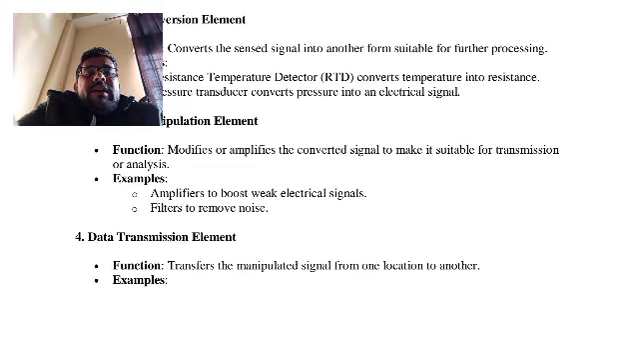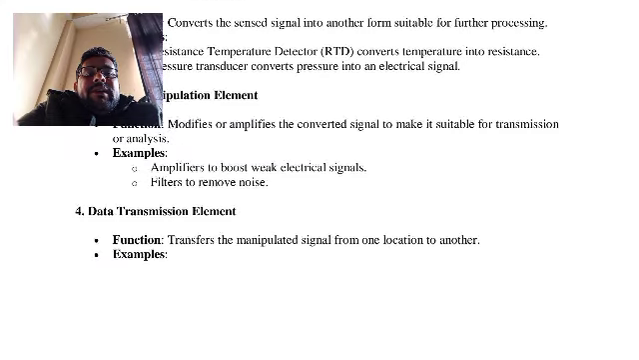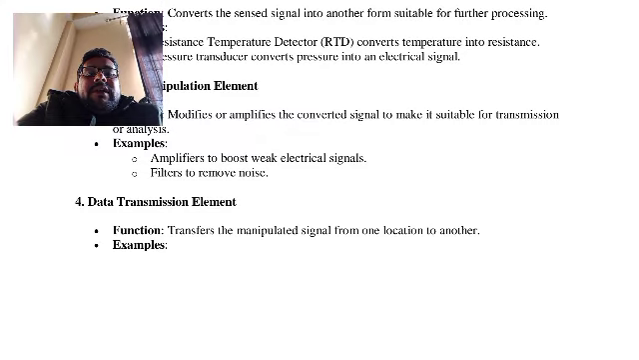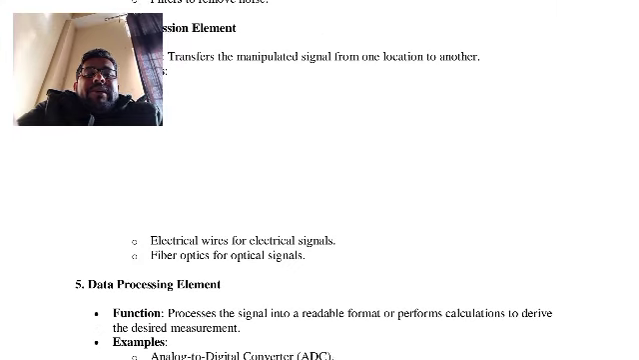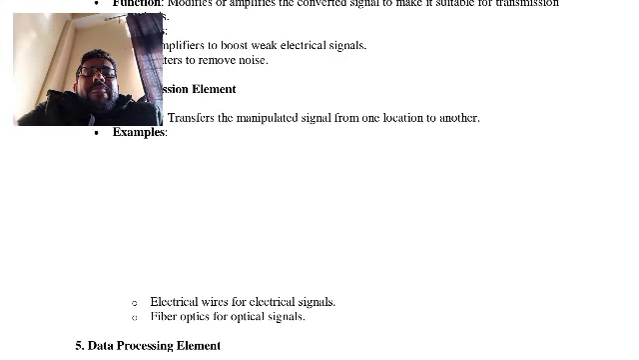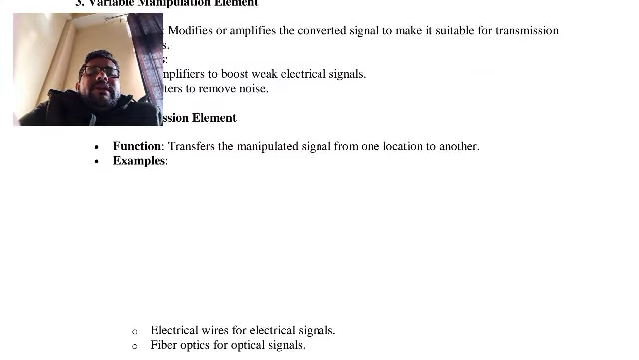Third is the data transmission element. What is its function? It transfers the manipulated signal from one location to another. This is the main function of the data transmission element. We can use two ways: first, electrical wire for transmitting the signal, and second, fiber optics for transmitting the optical signal.